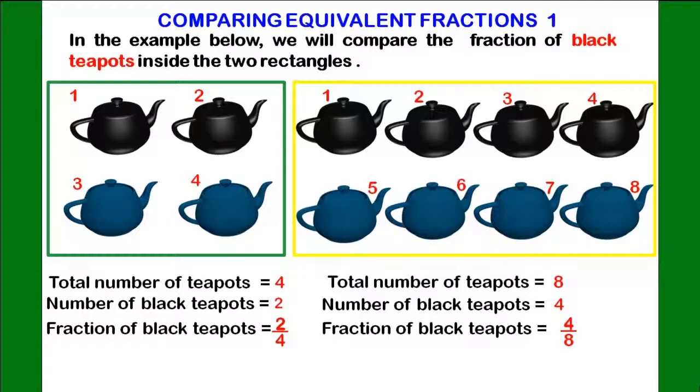By reducing the two fractions of the black teapots in these two rectangles to their lowest forms, we have 2 over 4 being reduced to 1 over 2, or half. Similarly, we have 4 over 8 also reduced to 1 over 2. Equating the fraction of the black teapots for the two rectangles, we can say that 2 over 4 is equal to 4 over 8 when they are reduced to their lowest form. In other words, half of the teapots in the rectangles are black.